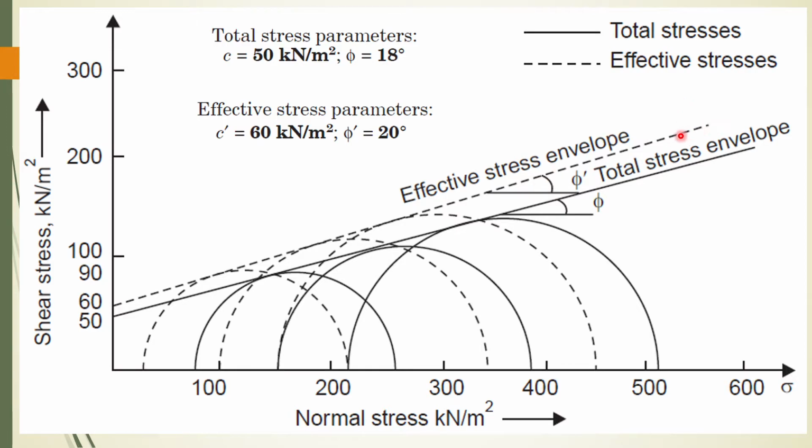For effective stress, you have to consider this stress envelope, and this line is meeting the shear stress axis at point 60. So C dash is the cohesion based on effective stress parameter. So C dash is equal to 60, and with the protractor, if you measure the inclination of this dotted line with the horizontal, you will be getting the value as 20. So phi dash is equal to 20 degrees. This is how you solve the problem.